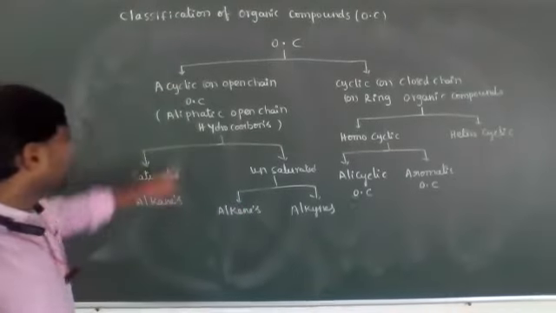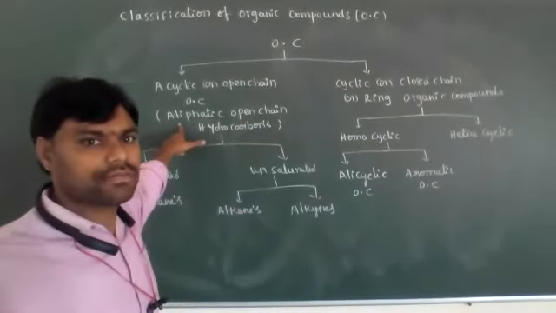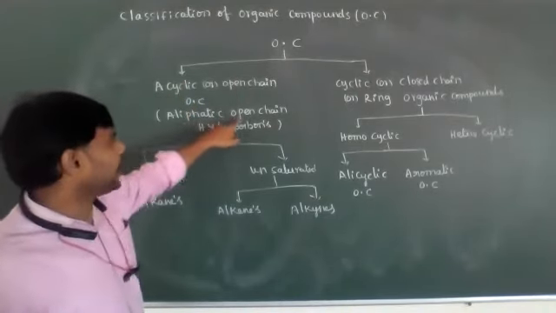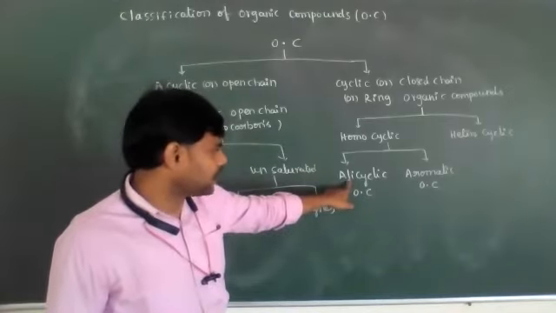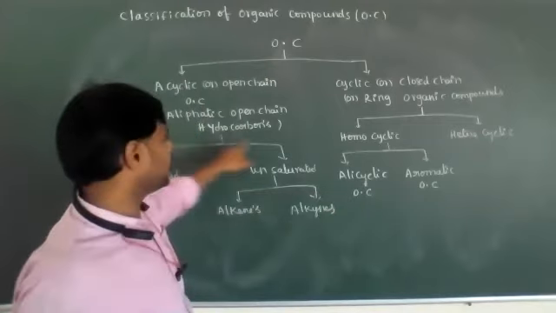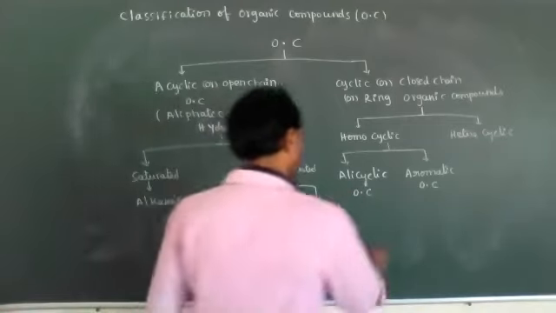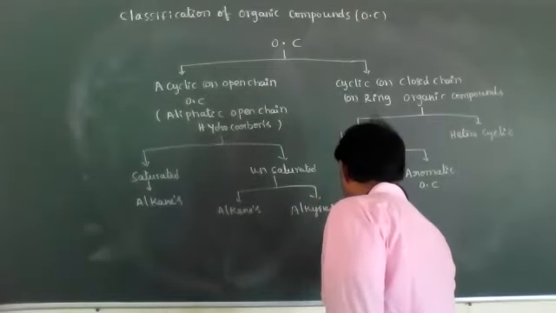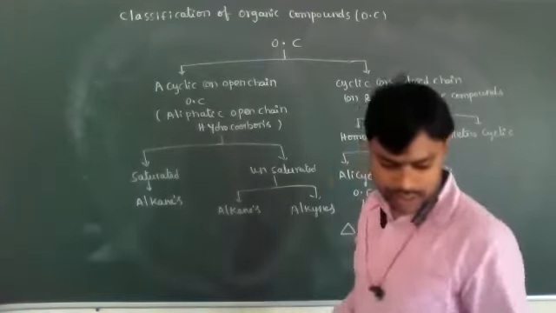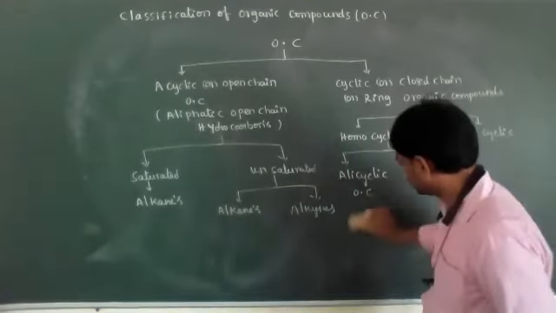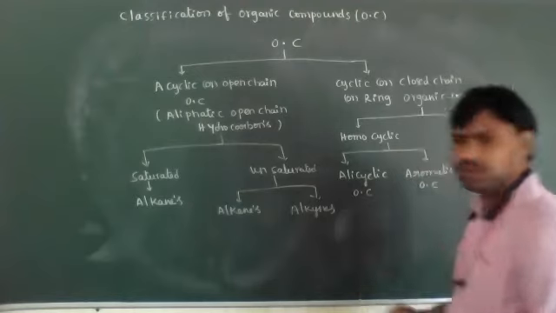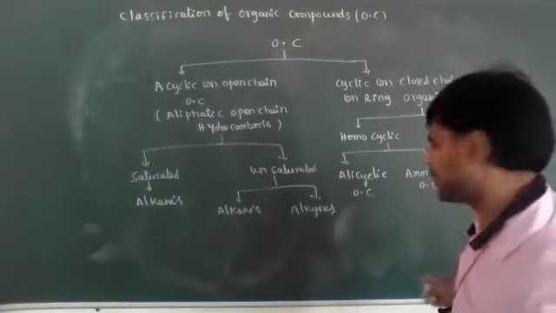Yes, ma'am. Aliphatic means another name, a different name. These open chain compounds are acyclic compounds, also called aliphatic open chain compounds. Alicyclic compounds are also called aliphatic cyclic compounds. These are cycloalkanes. Okay, I will give you the examples of alicyclic compounds later.